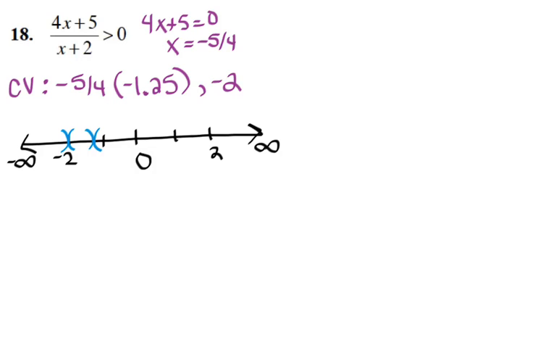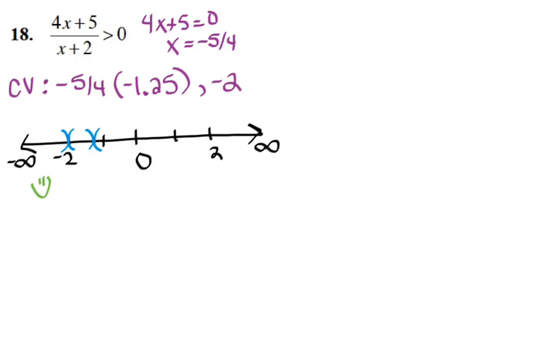So now you're picking values within all of your intervals. So you have your first interval from -infinity to -2. Your second interval goes from -2 to -1.25. And your third interval goes from -1.25 all the way to infinity. So you're picking any number that fits in those intervals. So for my first one, I'm going to go ahead and pick -3. So I have 4 times negative 3 plus 5 on top over negative 3 plus 2. And what I'm looking for is for it to be greater than 0. So greater than 0 means it has to be positive, and I got 7. 7 is greater than 0, so this part works.